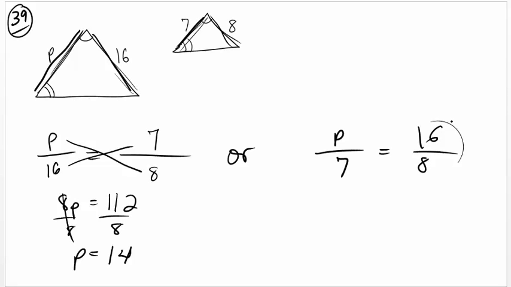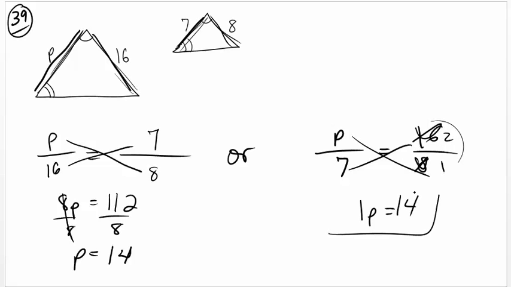And if you can reduce that, please do. It's going to make the problem easier. So 8 divided by 8 is 1. 16 divided by 8 is 2. We'll cross multiply to solve. P times 1 is 1P, which is P, equals 7 times 2 is 14. And we're done. You can set that up either way.